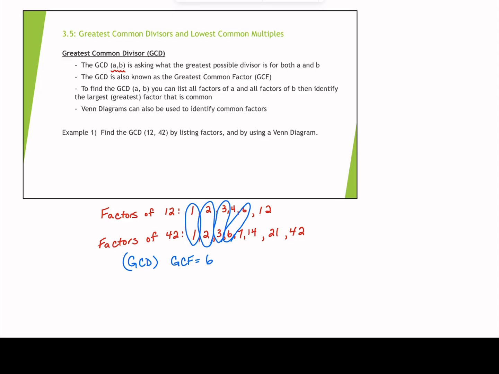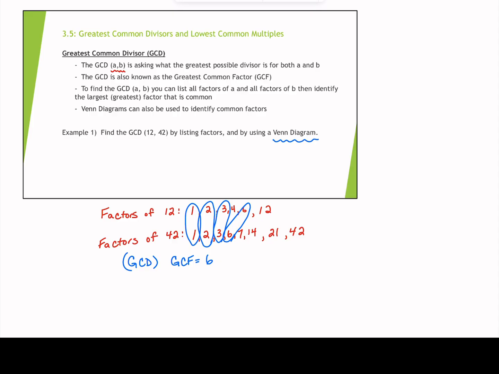Another method for finding a greatest common divisor between two values is also by using a Venn diagram. A Venn diagram can help us organize the factors in such a way that we can see what is common to both of those lists, because we'll be looking for the intersection of two spaces in that Venn diagram, or of two sets.